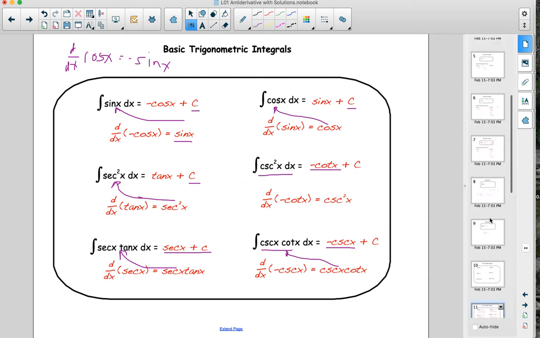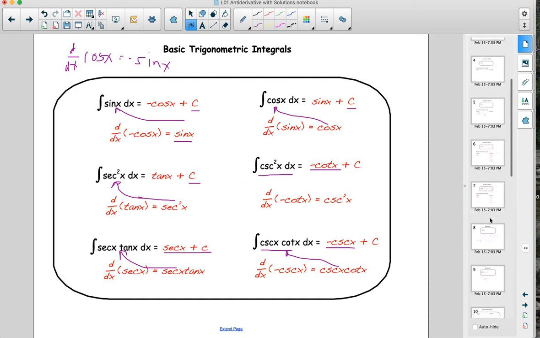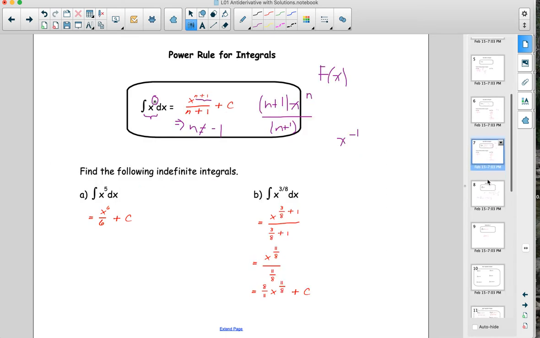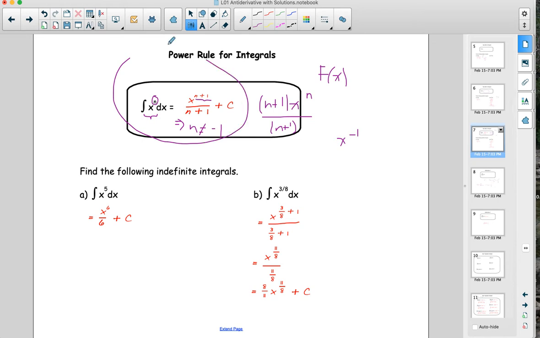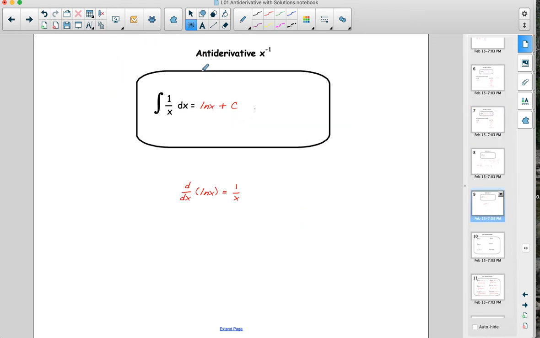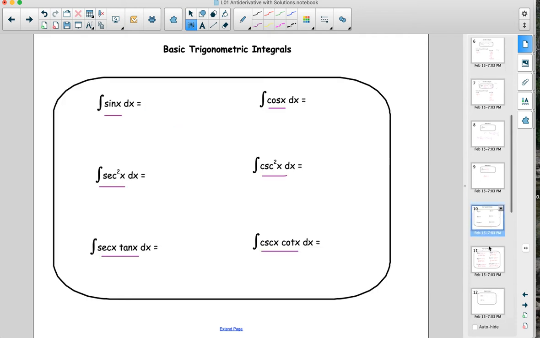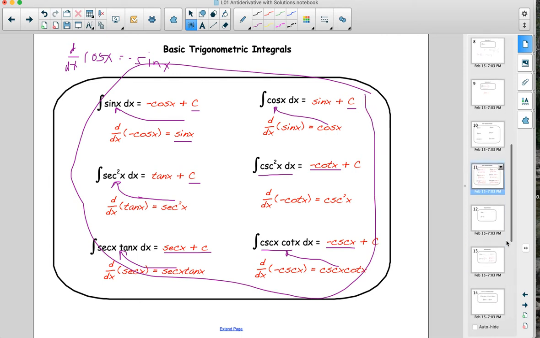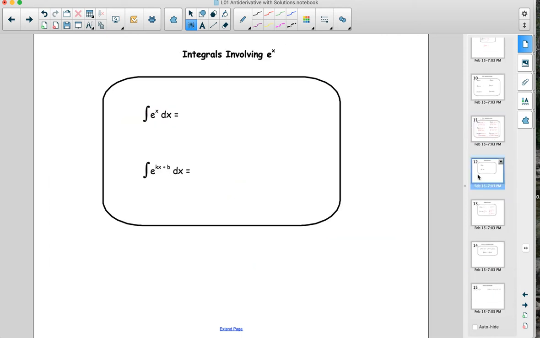Slides that are probably important for you to print out and know at this point in time would be this one, the general rule for the antiderivative of a power function, the general rule for the antiderivative of 1 over x, and now on this particular slide, the general rule for the antiderivatives of those trig combinations. Next one up is going to be exponential.